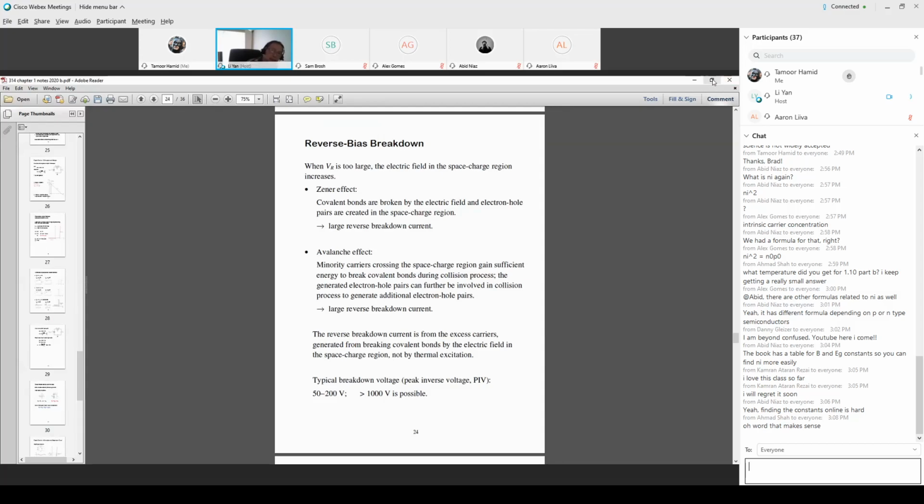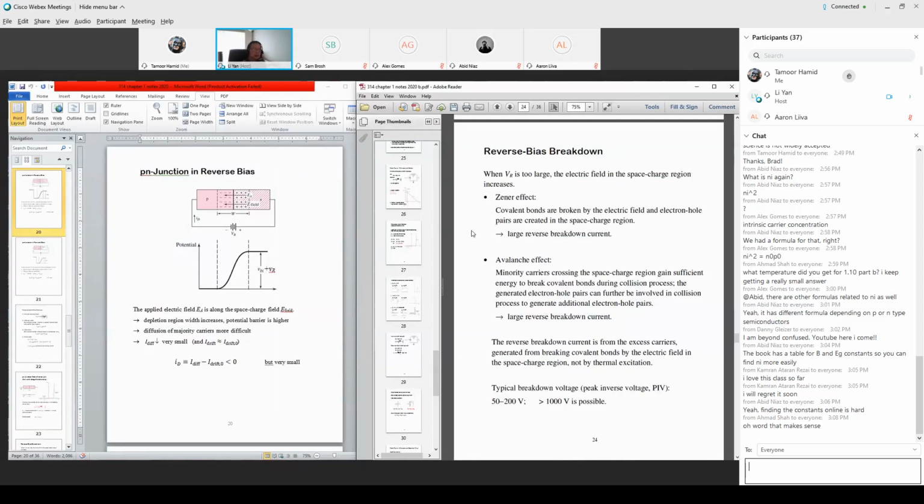Now let me just try to help you. I don't want to squeeze. I sort of flip between the two pages. I have another version of the notes.